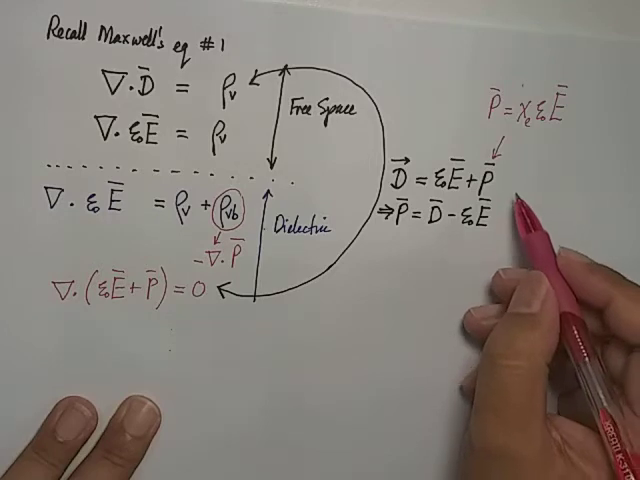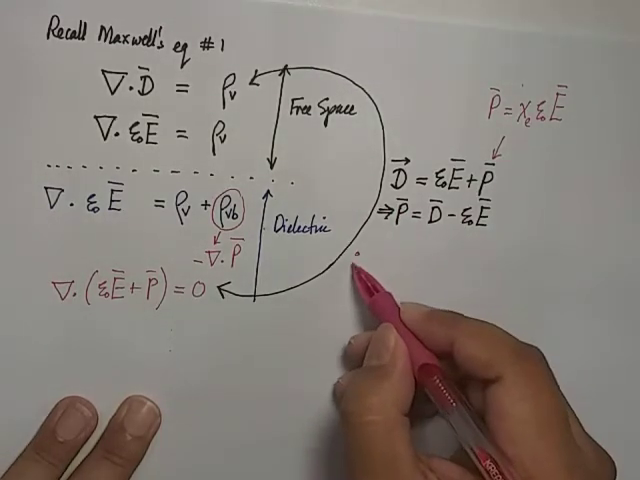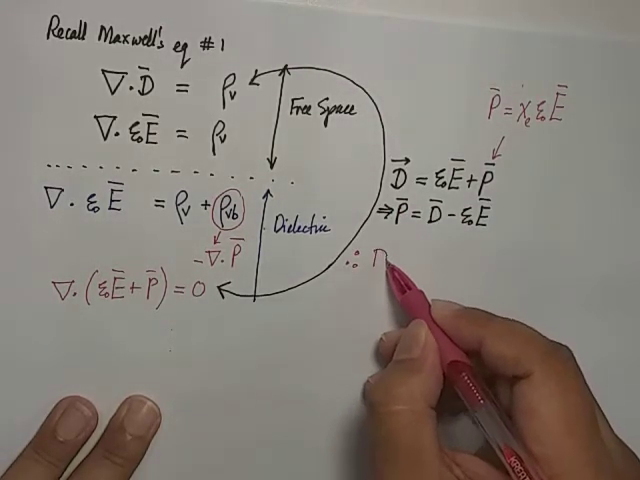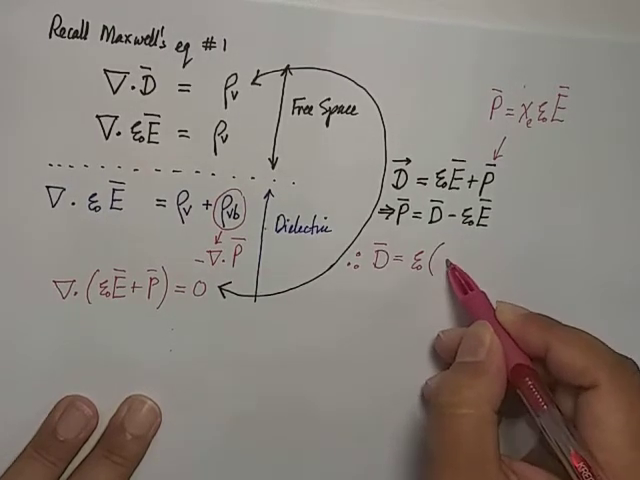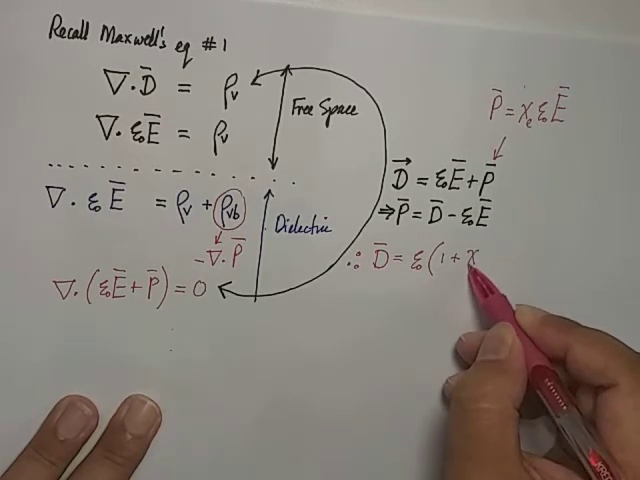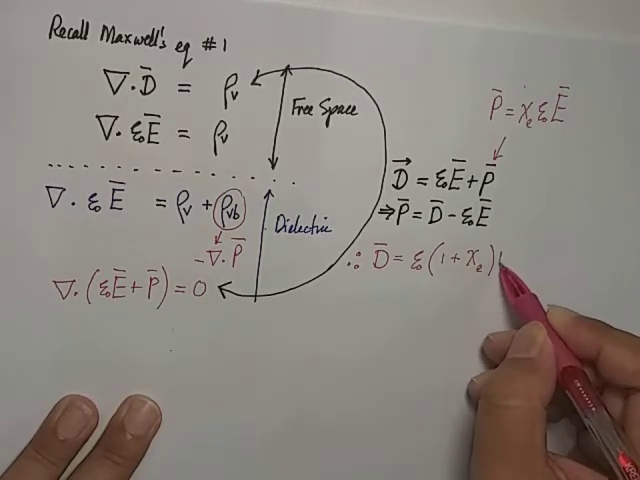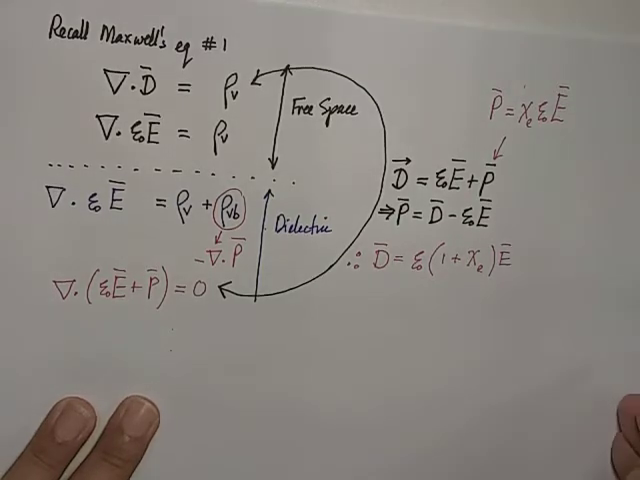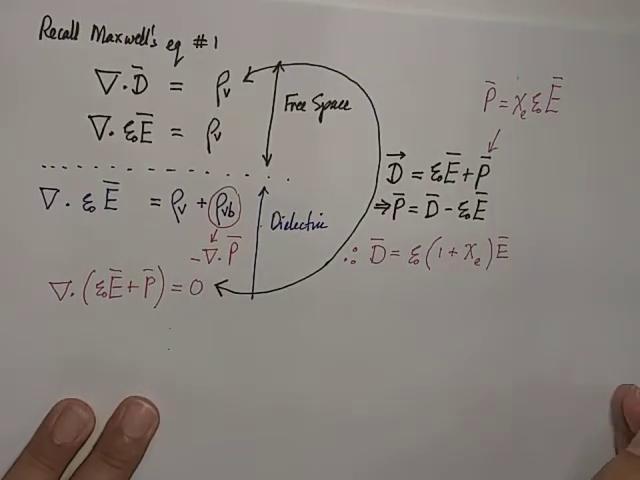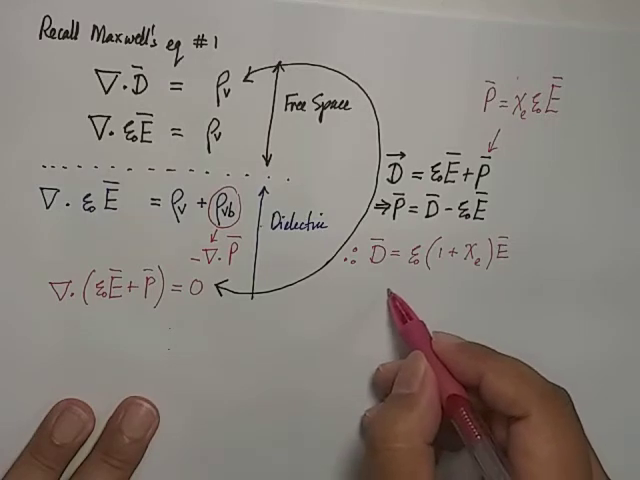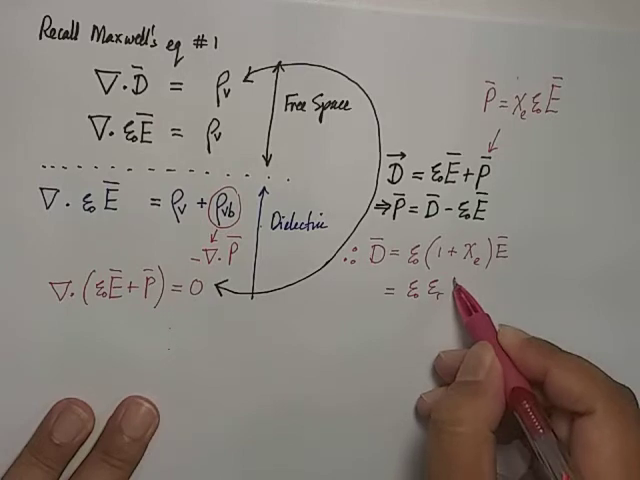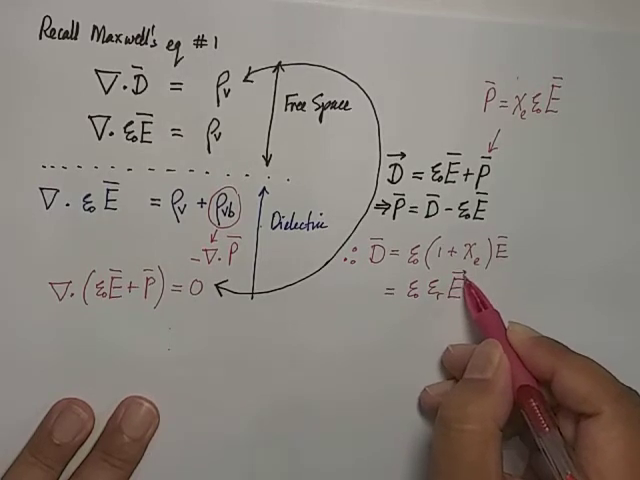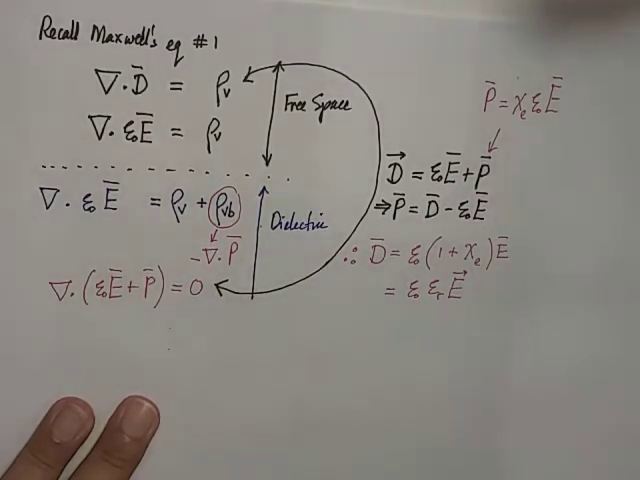So what we're going to have by substituting that, D now equals epsilon naught times (1 plus the electric susceptibility) multiplied with the E. So that should be the consequence. Then this can be simplified further by saying that it is equal to epsilon naught epsilon R E. That should be the one you have seen before when you learned about physics, dielectric material.